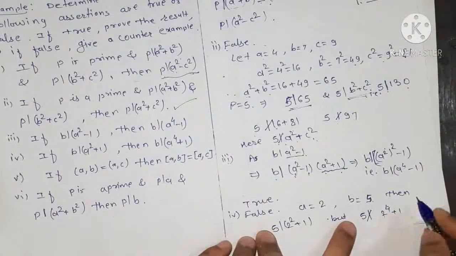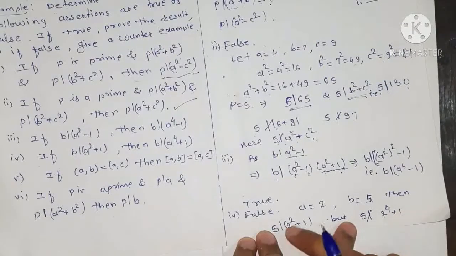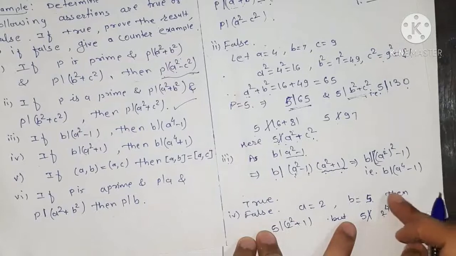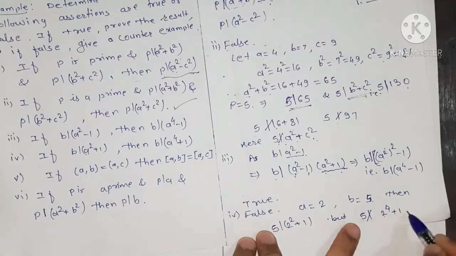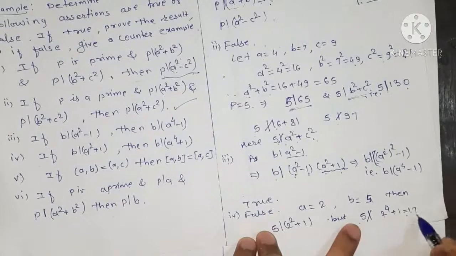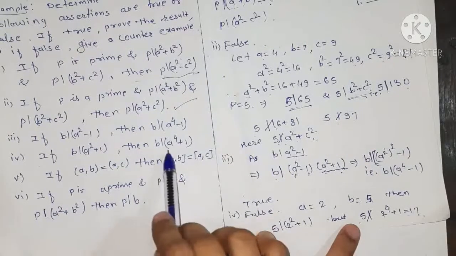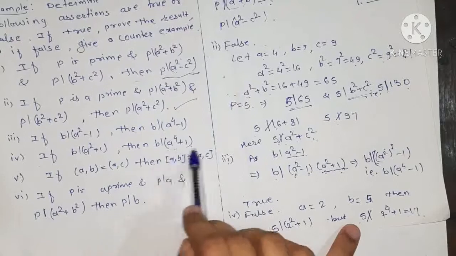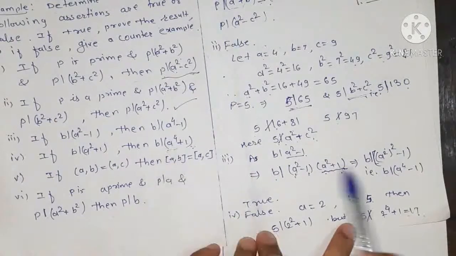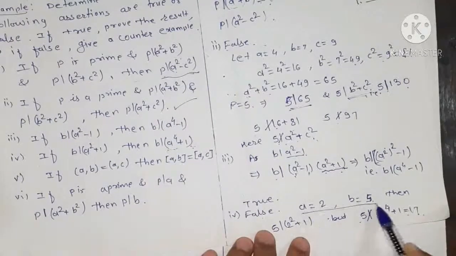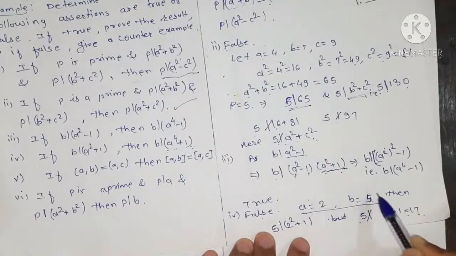2 to the power 4 is equal to, 2 square is 4, so 2 to the power 4 is 16, plus 1, so this is equal to 17. So 5 does not divide 17, right? So 5 is not dividing a to the power 4 plus 1 in this form, right? So this statement is false for these values, a equal to 2 and b equal to 5.